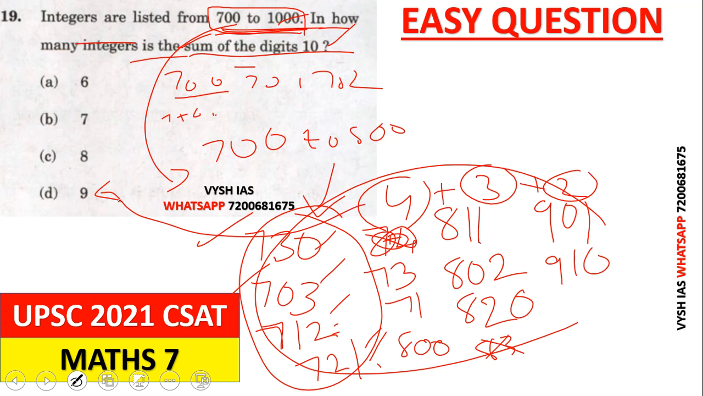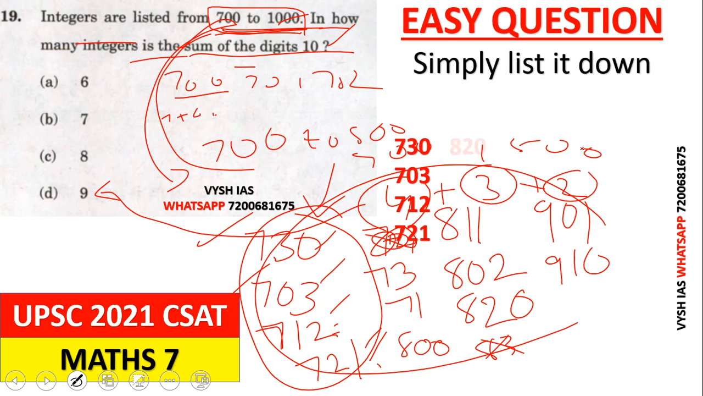In case UPSC asks a very big question like ranging from 700 to 15,000, how many integers, then you will need formulas. Okay, but those questions have stopped coming. Nowadays UPSC is not asking that. You don't study any formula from any book and go. It will be a waste of time. Okay, so simply list down those same numbers.